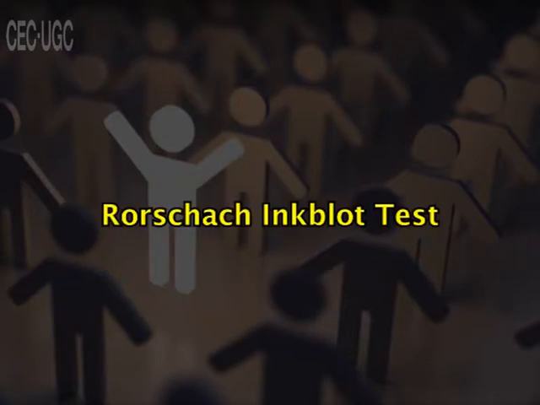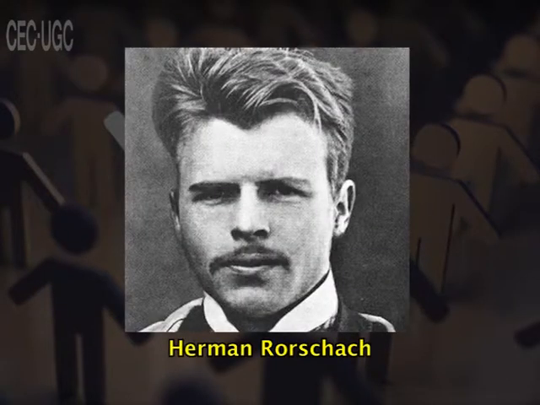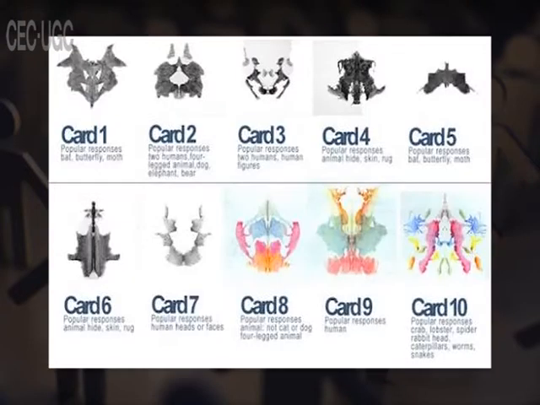Rorschach ink blot test. It is a projective test developed by a Swiss psychiatrist named Hermann Rorschach in 1921. He developed it as a tool for diagnostic investigation of personality as a whole. It consists of 10 ink blots, 11 by 9 inches, that are symmetrical. That is, the left side of each card is essentially a mirror image of the right side. Five of the ink blots, that is cards 1, 4, 5, 6, 7, are made in shades of black and grey, and the others are multicolored.